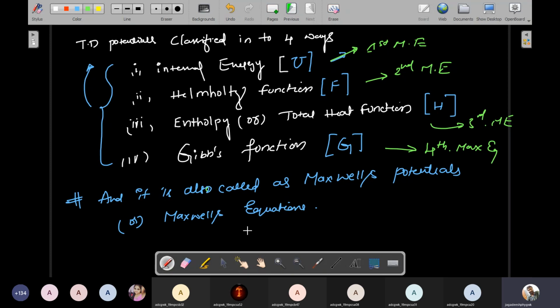See, the Maxwell's equations in electromagnetic theory are not the same as these. There is a difference between Maxwell's equations in electromagnetic theory and in thermodynamics. It's totally different, not the same.